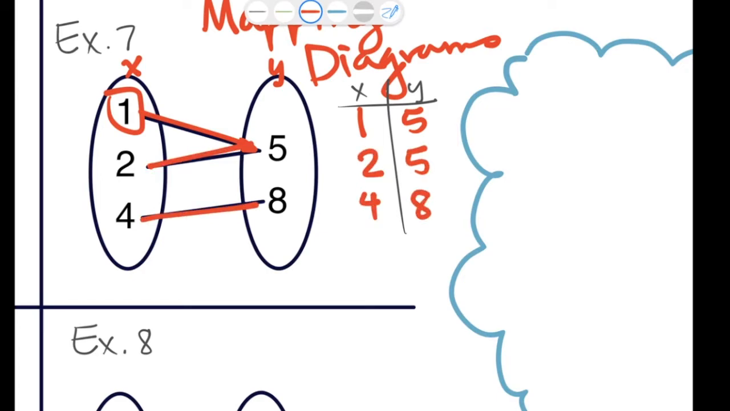Now we can ask ourselves, is there certainty? Even though 5 is repeated twice, it doesn't mean that we can't control this relation. When we have an input of 1, it only gives an output of 5. When we have an input of 2, it only gives you an output of 5. So we would say that this relation is also a function.